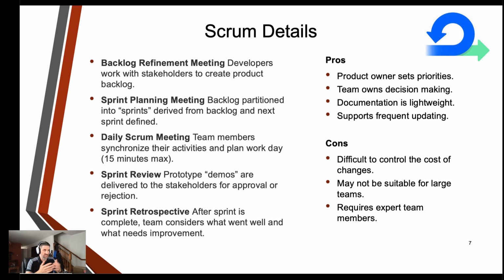So some of the details around Scrum: we have backlog refinement meetings where developers collaborate with stakeholders to create and refine the product backlog. They discuss and prioritize user stories, refine requirements, estimate effort, break down larger tasks into smaller actionable items. We have a sprint planning meeting, which is a collaborative session where the product backlog is partitioned into sprints, which are time-boxed iterations.